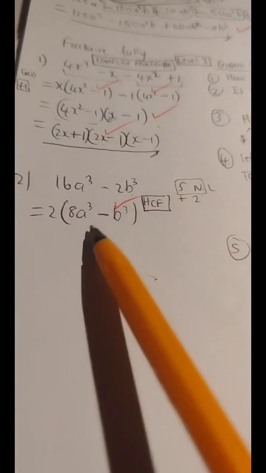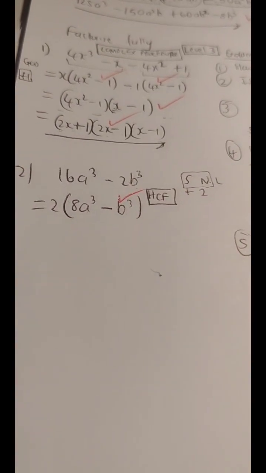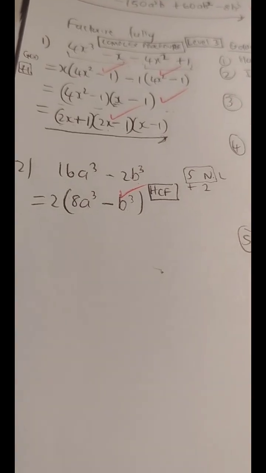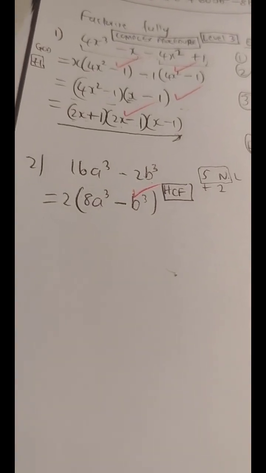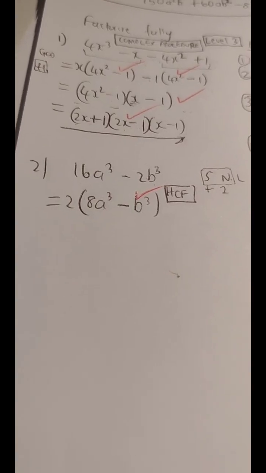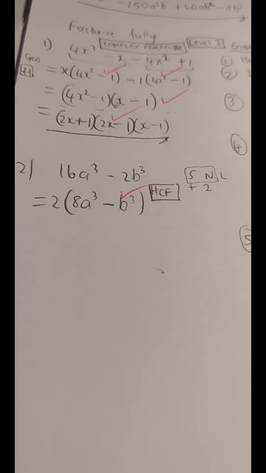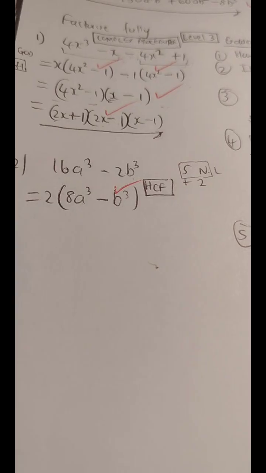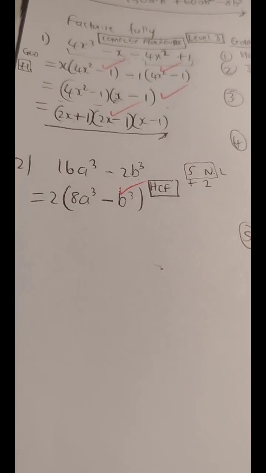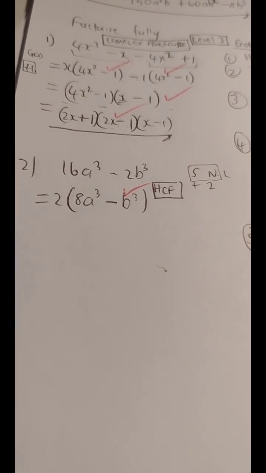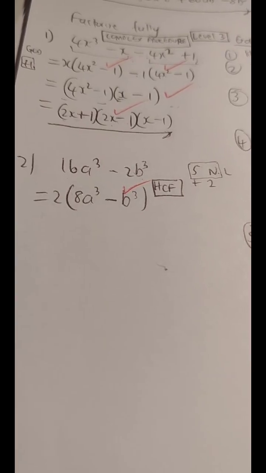Then we look inside the bracket. Remember, is there any other type of factorization that can be performed inside the bracket? And if there is, we need to identify that type of factorization and then do it. If there's not, we end the problem. We end right there.